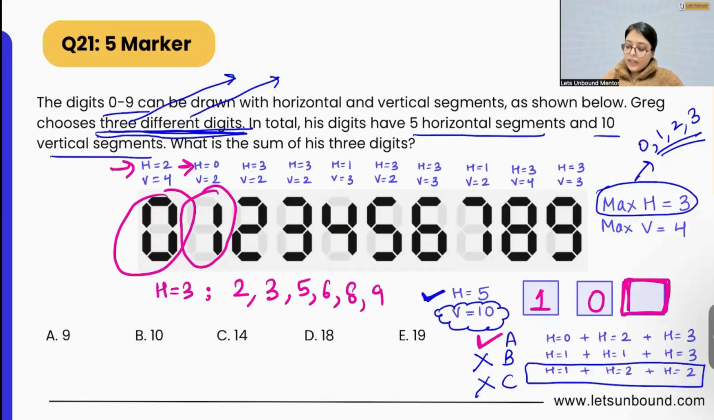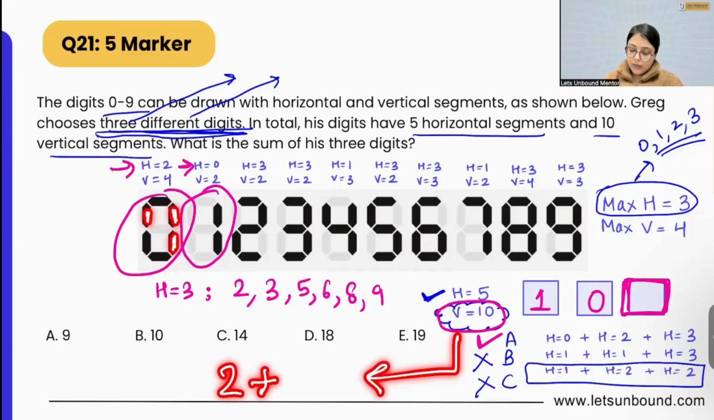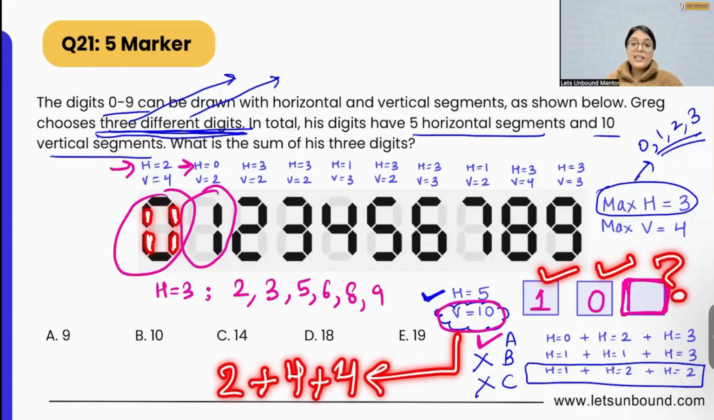For that, we again come to our second condition, that the vertical segments should total 10. Digit 1, how many vertical segments are used? 2. So 2 are used already. Then for 0, can you count? 1, 2, 3, 4. 4 are used in the second digit. So for the first and second digits, 6 are used. That means the third digit you choose should have 4 vertical segments, so that the total is 10.